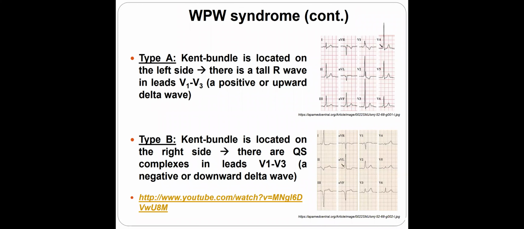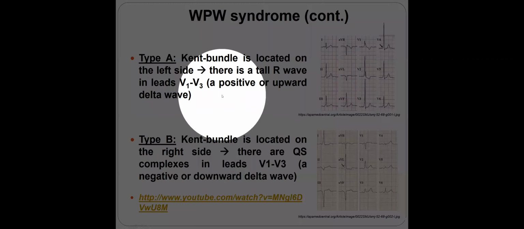Now there are two different types of WPW depending on where this bundle is located. If the bundle is located on the left side, this is the A type. If it's located on the right side, that can be the B type. This bundle can be anywhere. And of course, they have to determine where the bundle is located.